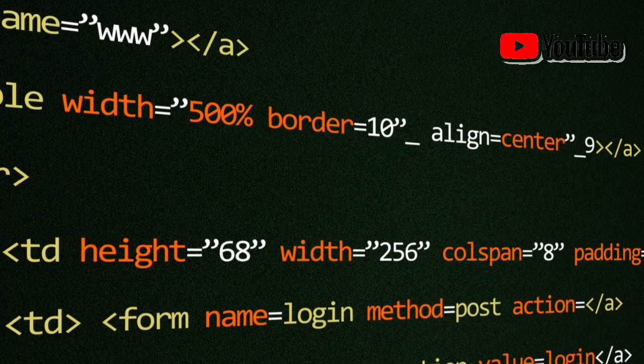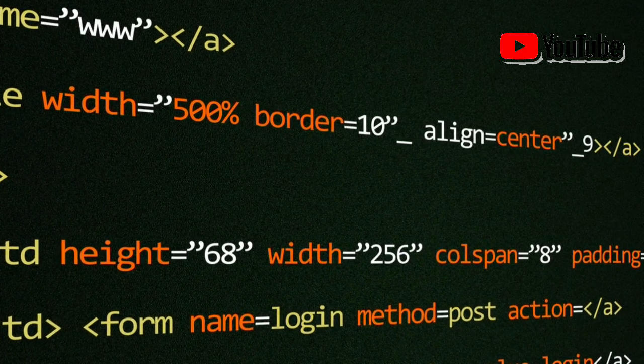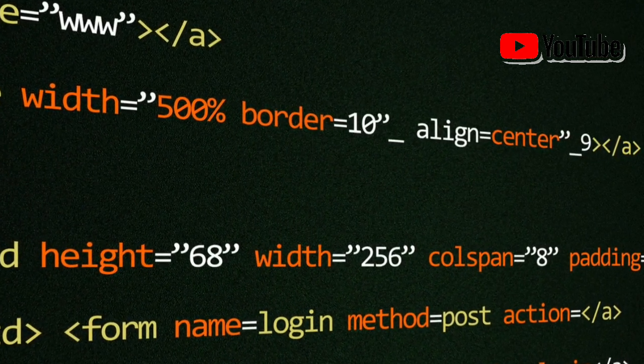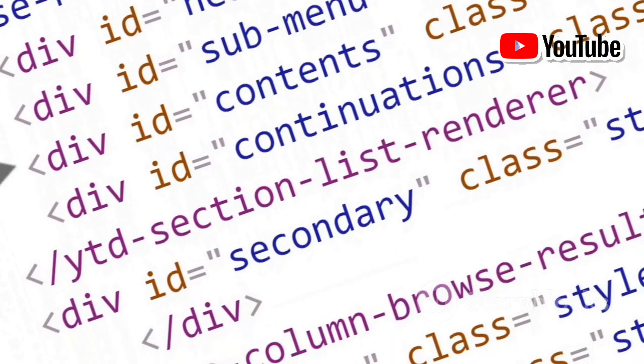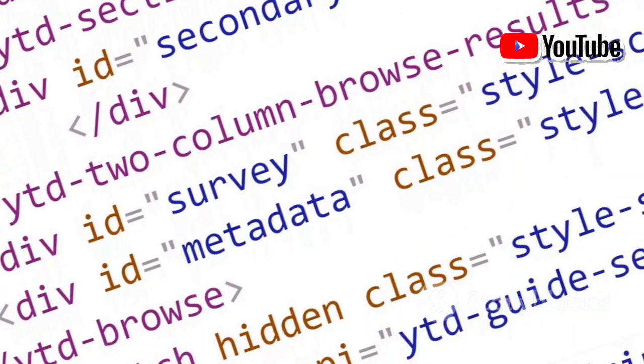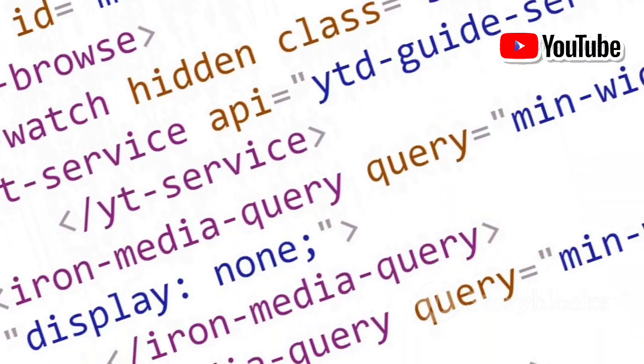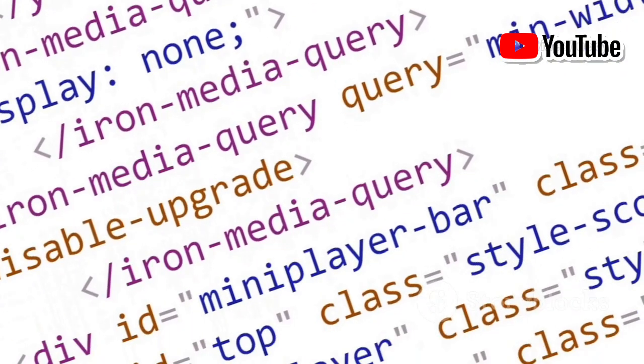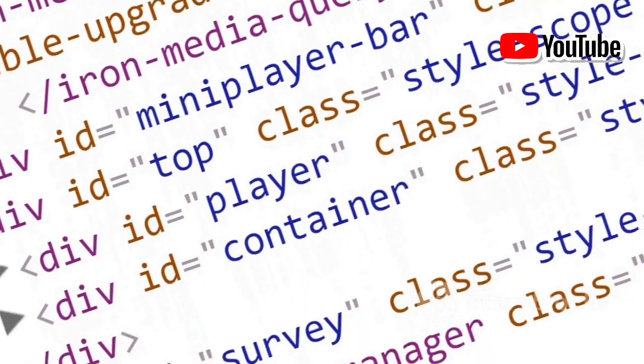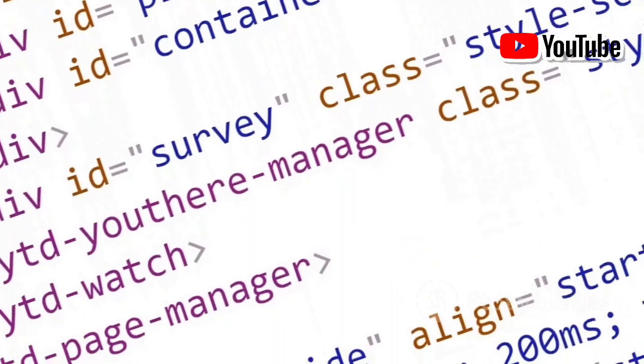Tags are enclosed in angle brackets like this. They usually come in pairs with an opening tag and a closing tag. These tags tell the web browser how to display the content. For example, the tag is used to define a paragraph while the tag is used for the main heading. There are many different tags, each serving a specific purpose.